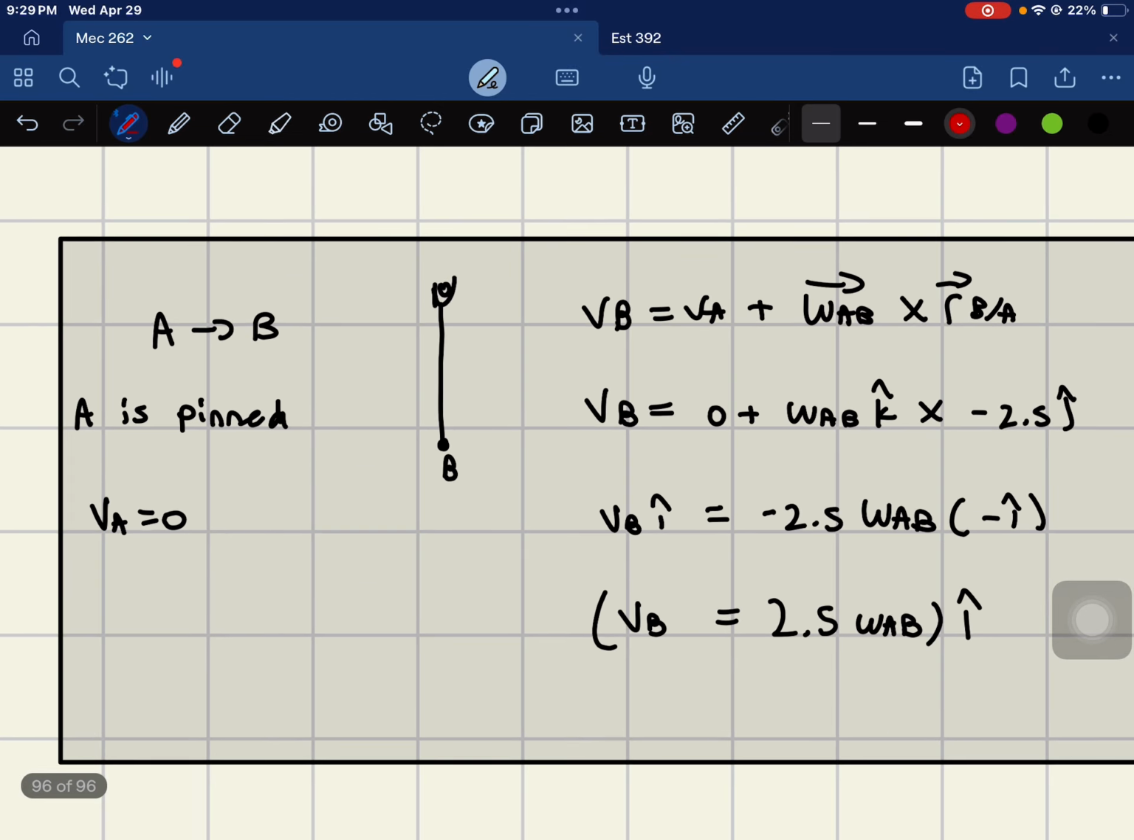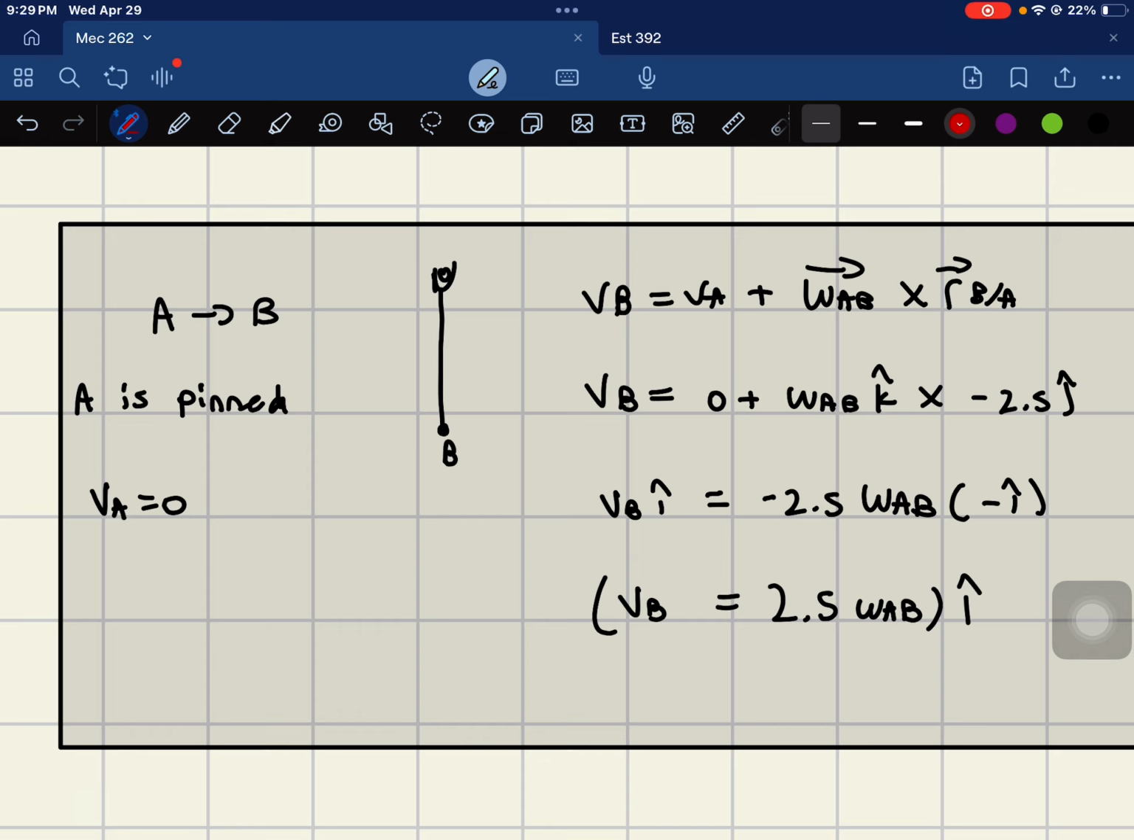And from here, we want to analyze from point A to point B. Since it's pinned in, it's not going to move, so it's going to have 0 velocity. We're given the length from point A to point B, which is negative 2.5 because it's going downwards. And we also know VB is in the I-hat direction. And when we take the cross product of K cross J, since it's rotating the other way, it's going to be negative I-hat, which the negatives cancel. So we're just going to be left with VB I-hat equals 2.5 omega AB I-hat.